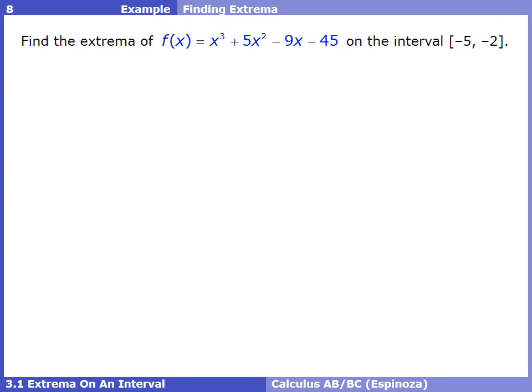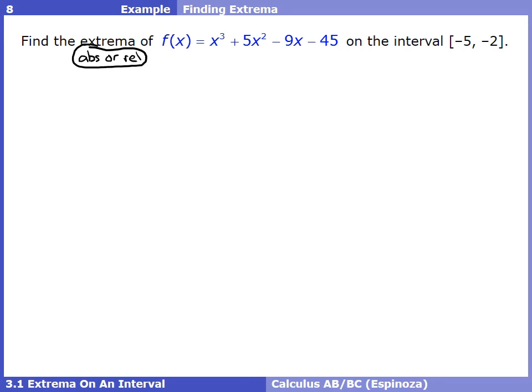Okay, this last example is just like the previous slide, but the purpose in doing this one is to point out one little trick that might end up happening in certain types of problems. But first things first, we're trying to find the extrema of the function from -5 to -2. And again, extrema could be absolute or relative. So we're looking for the absolute and/or the relative extrema.